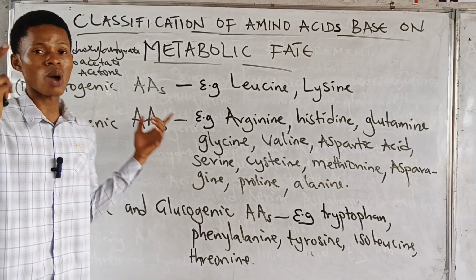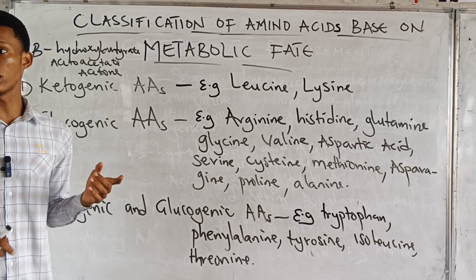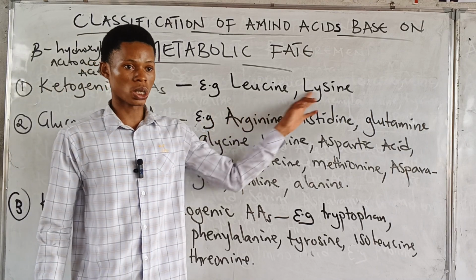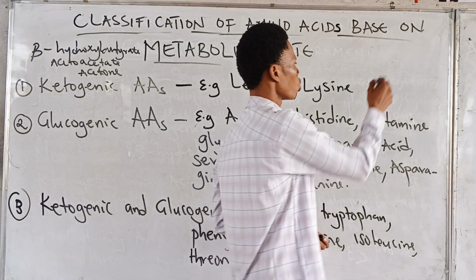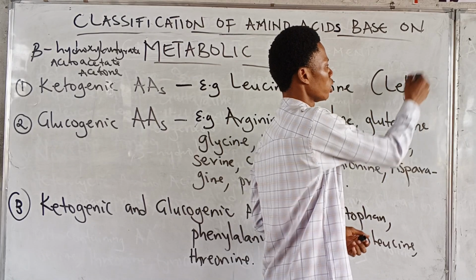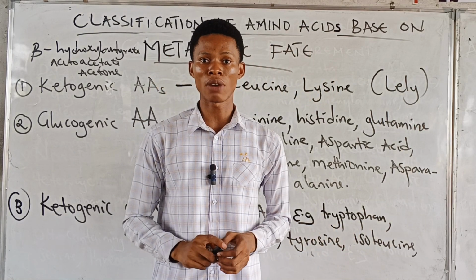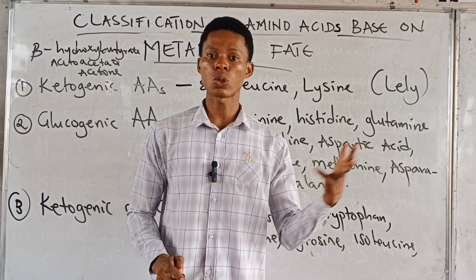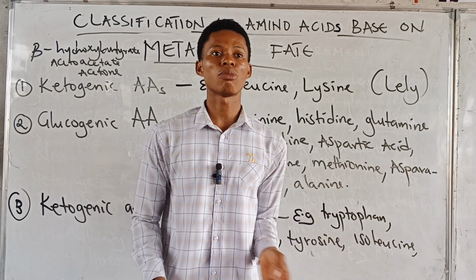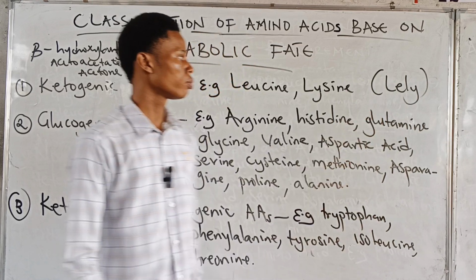The only two amino acids that can be converted to ketone bodies are leucine and lysine. To remember that, I always use lely. Leucine and lysine are the only ketogenic amino acids we have. Leucine can be converted to ketone body, lysine can be converted to ketone body, lely.